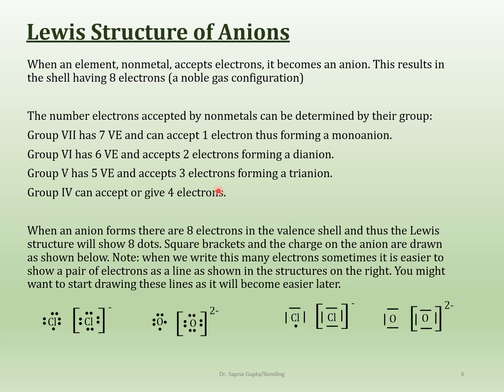So now when you accept electrons, you have to show those electrons. When you gave electrons away in the previous slides, which was the cations, you don't have any electrons. But when chlorine accepts 1 electron, now it has an extra electron here to show.